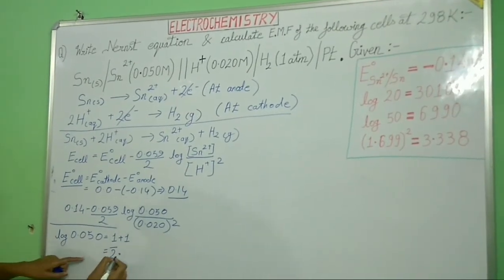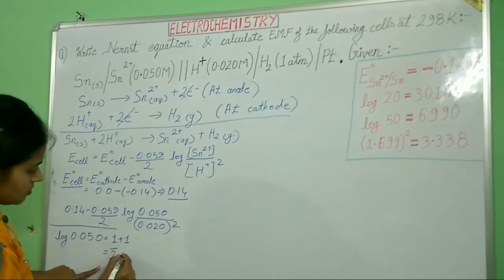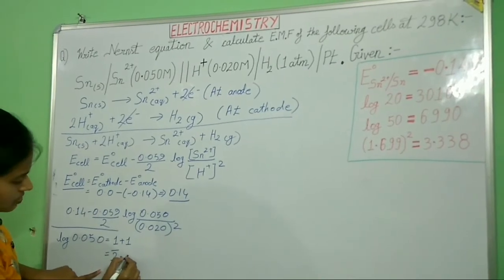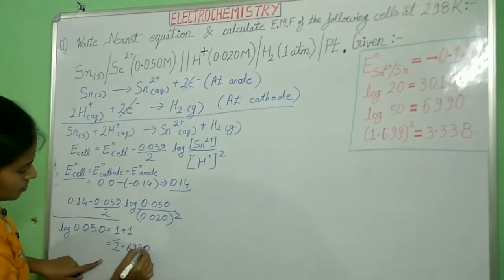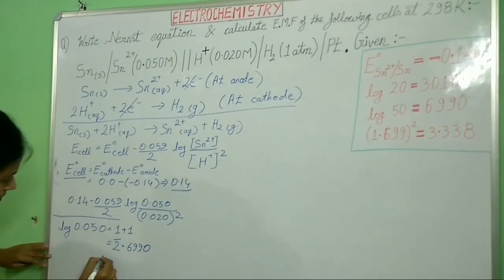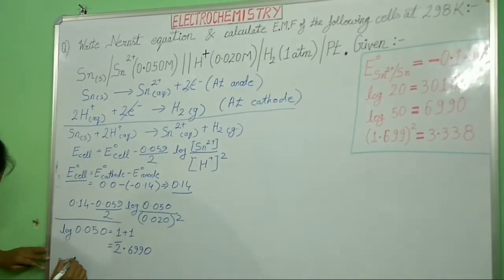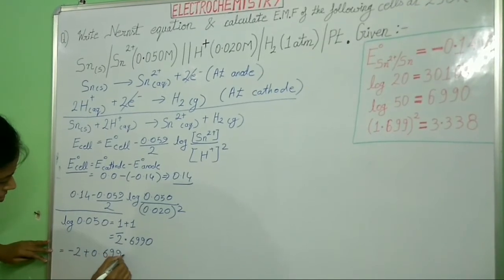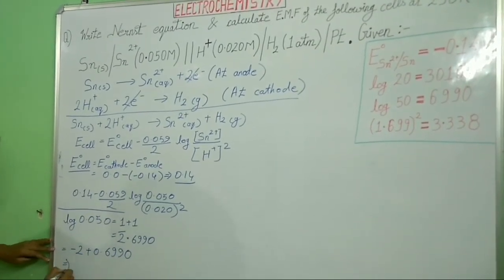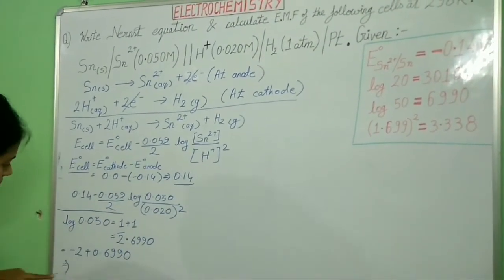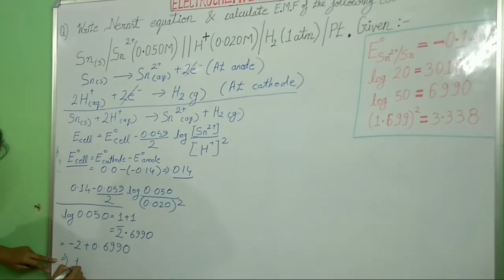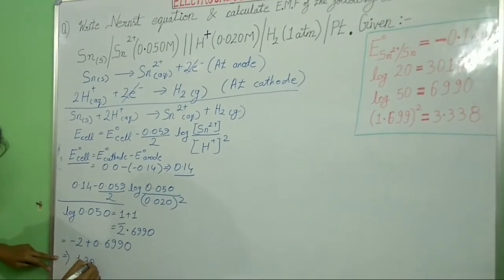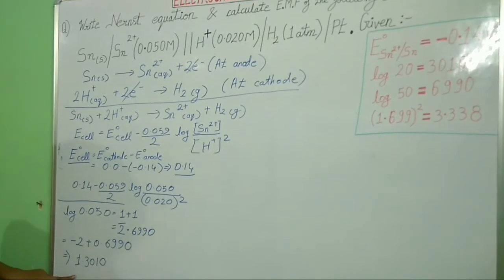What is log 50's value given there? Log 50's value is given as 0.6990. So how to write it another way? That is minus 2 plus 0.6990. If you calculate this equation, how much will we get? 1.3010, right?